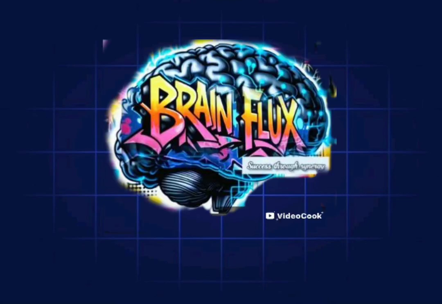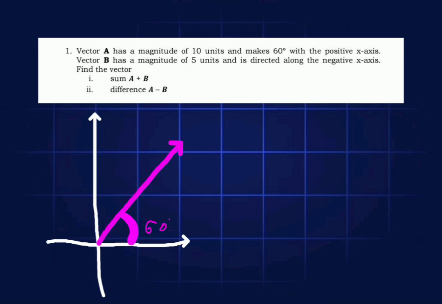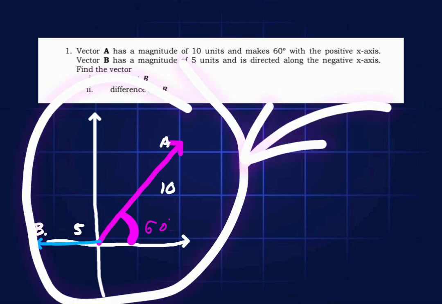In this video, we're going to go through a vector problem. This problem has two vectors, A and B. Vector A is 60 degrees from the positive x-axis and it is 10 units. And vector B is along the negative x-axis and it is 5 units long. So let's get a visual representation of that.